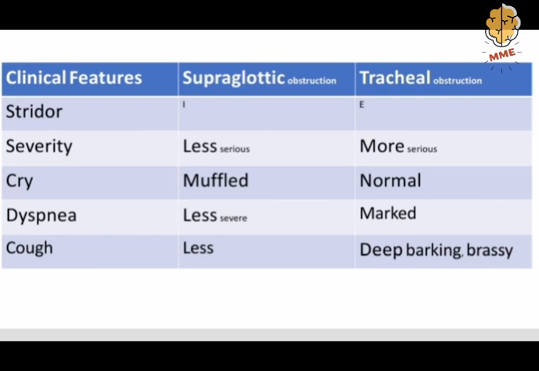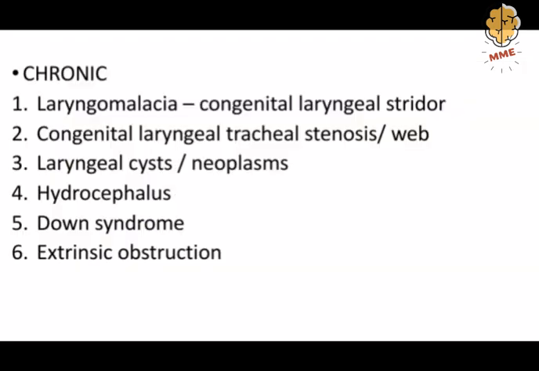Tracheal obstruction is usually more serious than a supraglottic one. The cry in supraglottic is muffled while it is normal in tracheal obstruction. There is more dyspnea in tracheal obstruction as compared to supraglottic obstruction. The cough is usually deep, barking, brassy in tracheal obstruction and may or may not be present in supraglottic obstruction.